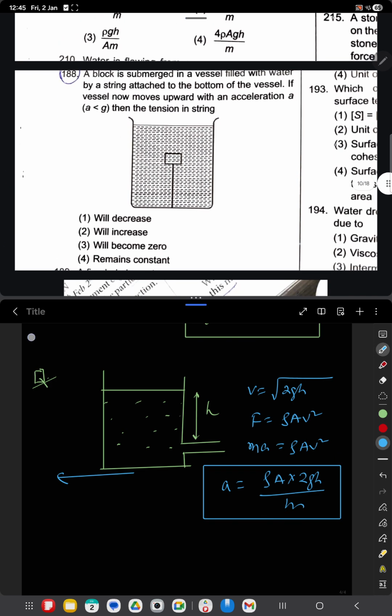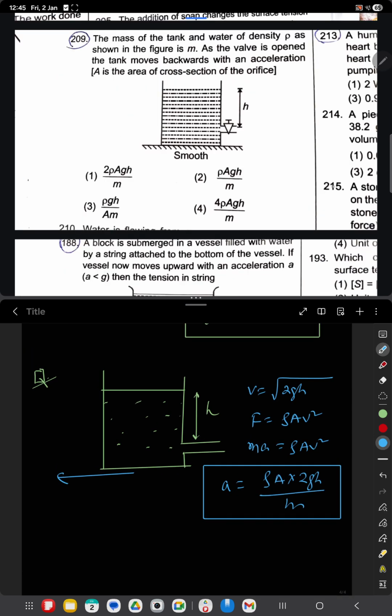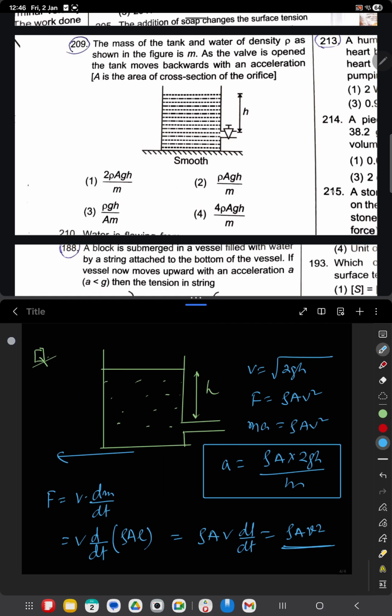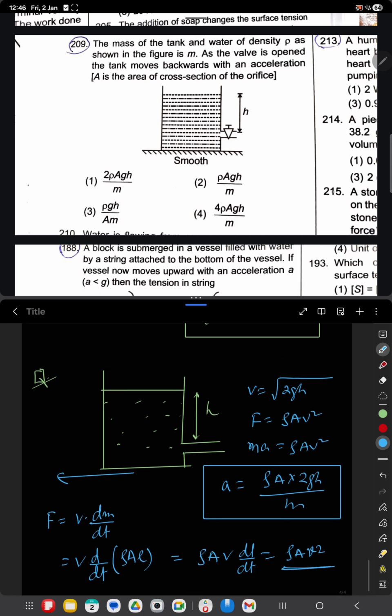Now moving on to question 188. This force rho A v square is coming from the formula F is equal to v dm by dt. You may write dm by dt as rho into A into dL by dt. So rho A is constant, and dL by dt is velocity. So you may write rho A v into v, that is rho A v square. And you are assuming this area is much less than this area. Then only this equation is valid. v is equal to root 2gh.